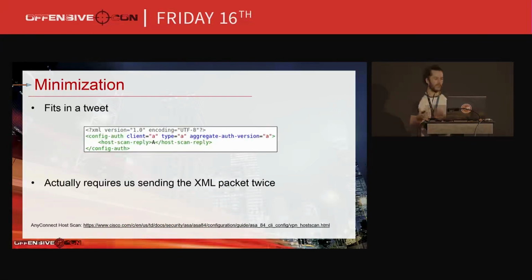So it's basically a config-auth, which is the wrapper, the thing you need to send so it accepts your XML packet. But the interesting bit is the host-scan-reply, which is the tag that, if I remove it, it doesn't crash anymore. So it's due to this tag. The other interesting thing is I actually need to send the packet twice to trigger the crash, which I was quite lucky to find by fuzzing. I found it because at some point I sent it twice.